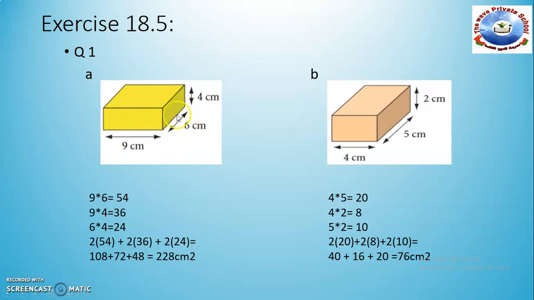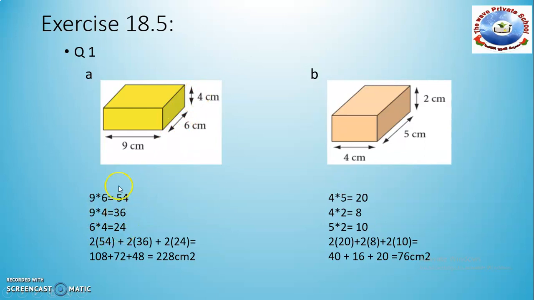Question number 1. In this picture, a cuboid is given where length is 9 cm, width is 6 cm and height is 4 cm. So according to the formula, first of all just multiply length into width. 9 into 6 is equal to 54. After that, length into height: 9 centimeter into 4 will be equal to 36. Now remaining width into height: 6 multiplied by 4 will be equal to 24.